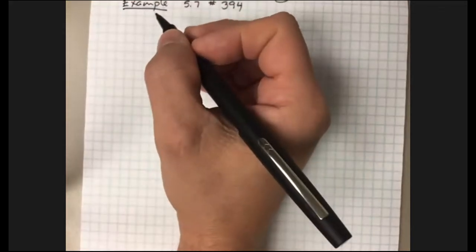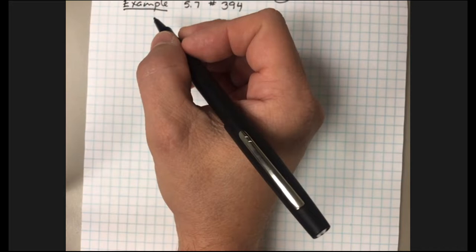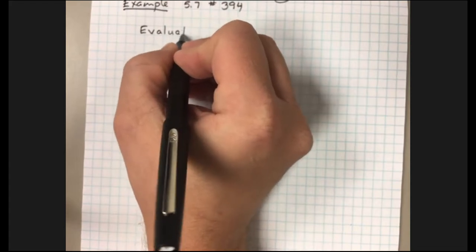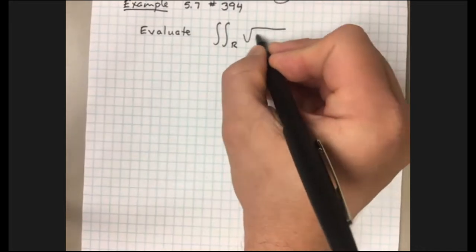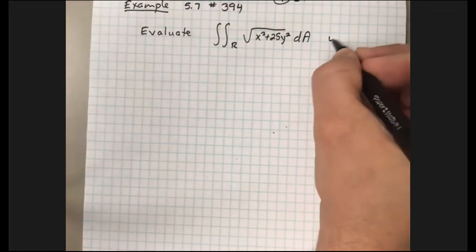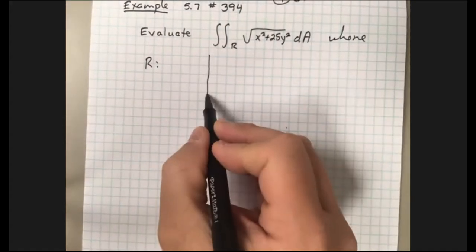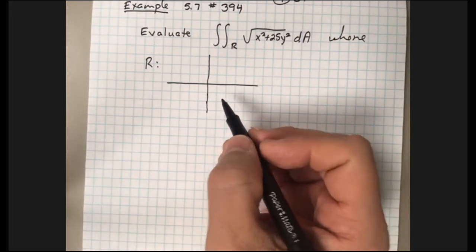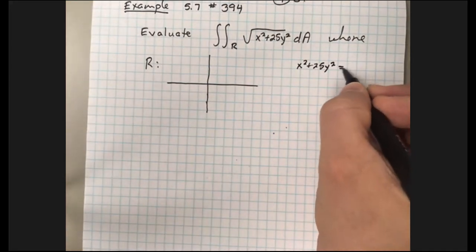So here's the question. In the following exercise, use a transformation to evaluate this integral on the region shown in the figure. Here's the question in a nutshell: evaluate the double integral over the region R of x squared plus 25 y squared with respect to area, where the region R is this ellipse. I'm going to draw a small ellipse right here. The ellipse is x squared plus 25 y squared equals 1.